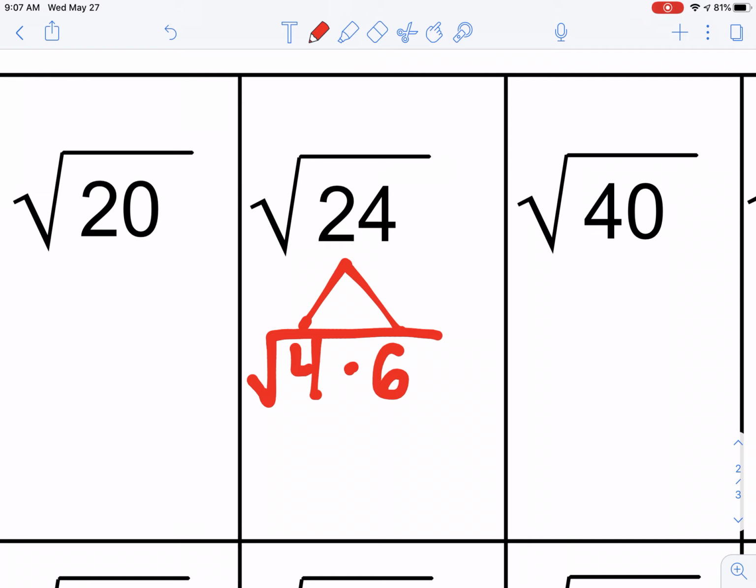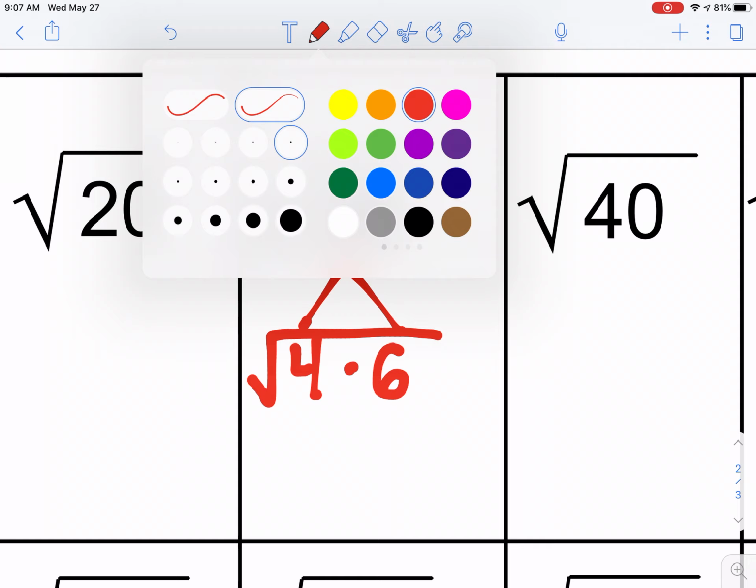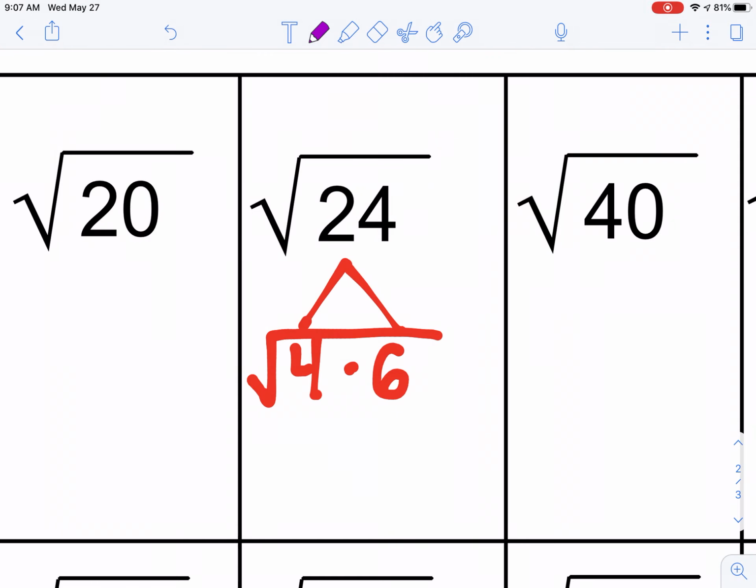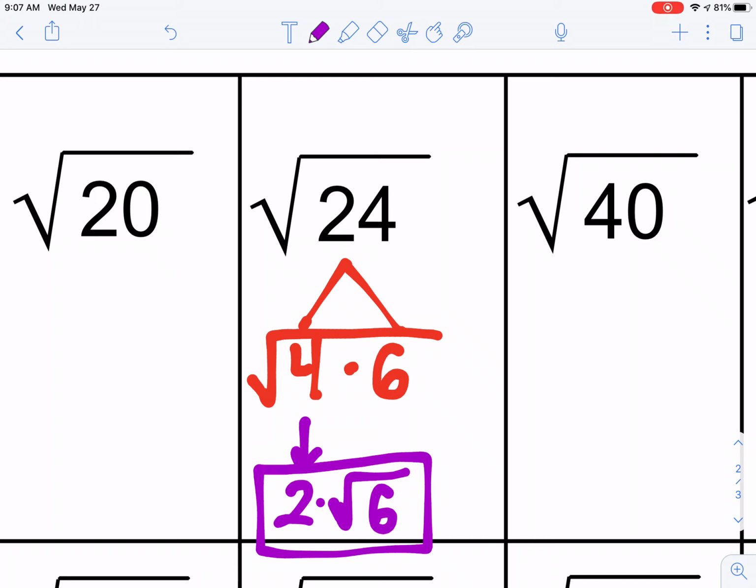I'm just rewriting it in another format. 24, instead of writing 24, just write 4 times 6. Now, we know that the square root of 4 is 2. Square root of 6 we cannot do. So we leave the square root of 6 as is, and we write the 2 outside of the radical, because the square root of 4 simplifies into a 2.